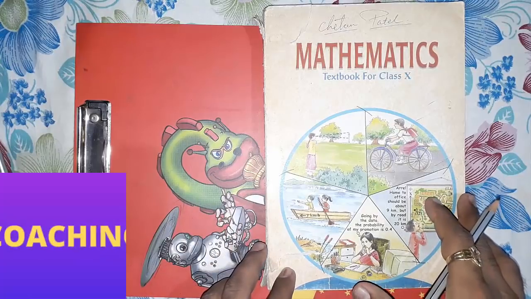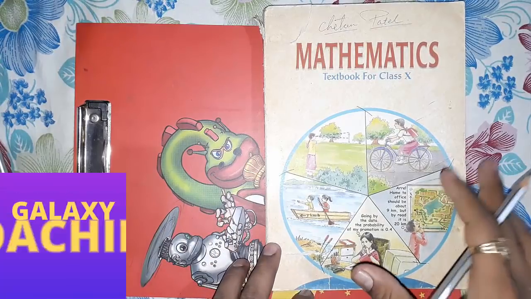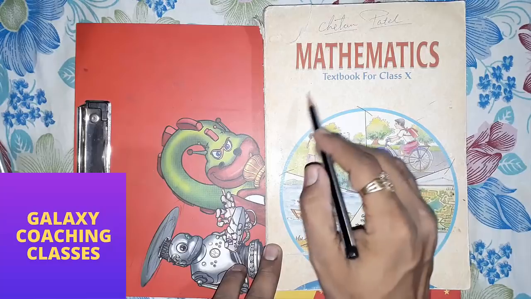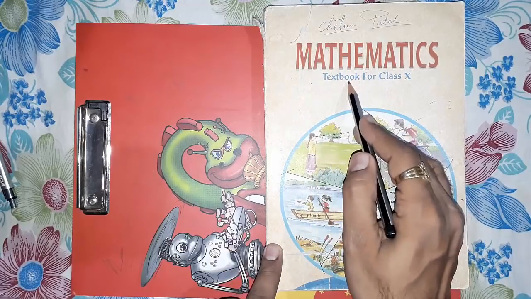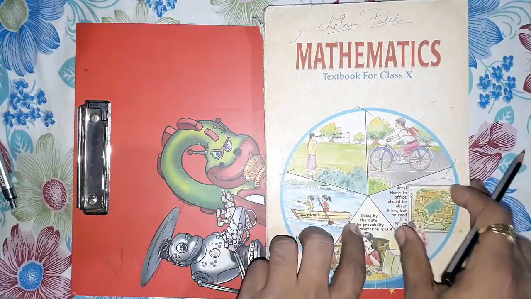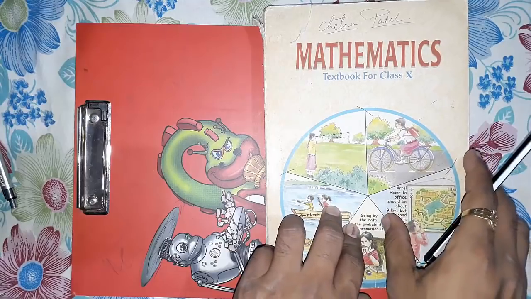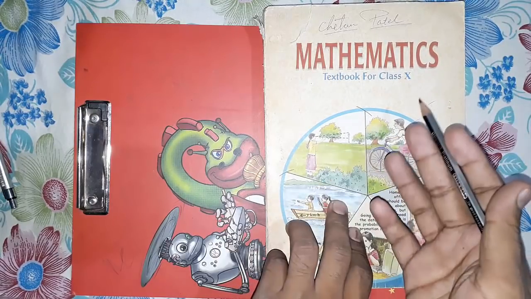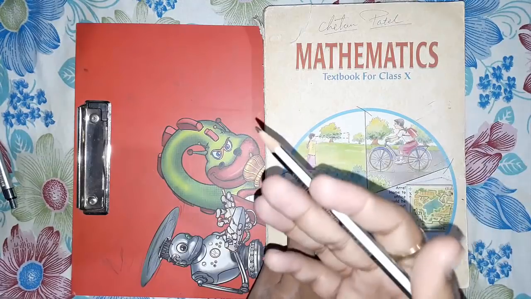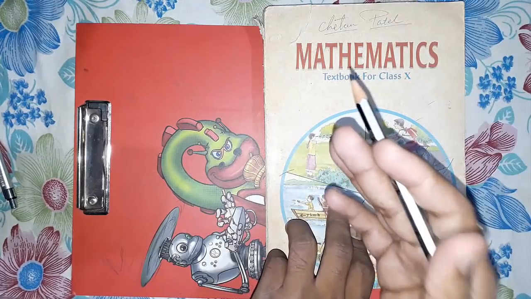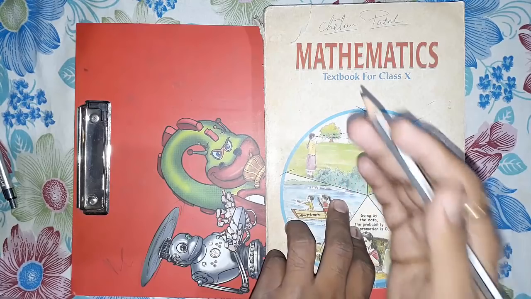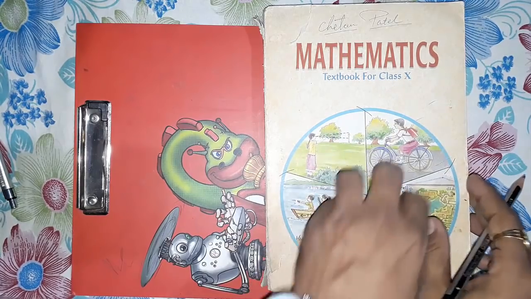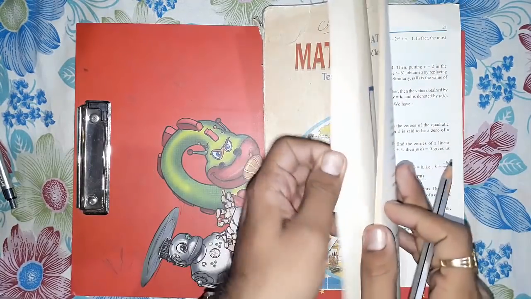Hello friends, in this video I am going to give you the important questions in the CBSE Class 10 Mathematics NCERT textbook. I will give stars according to the importance of the questions, meaning how many times that question was asked in previous year question papers. I have given stars from 1 to 5. So let us start.